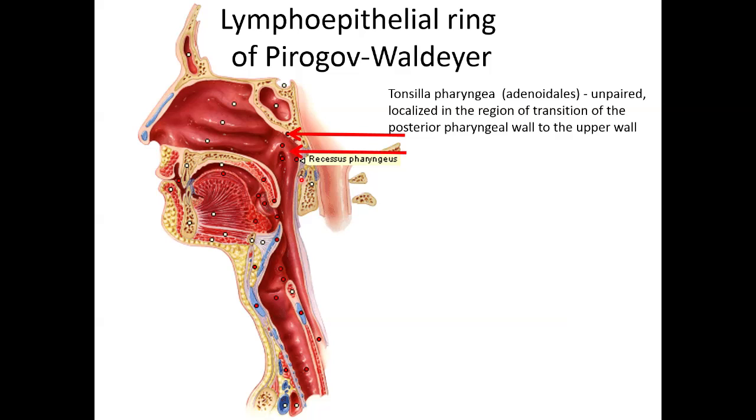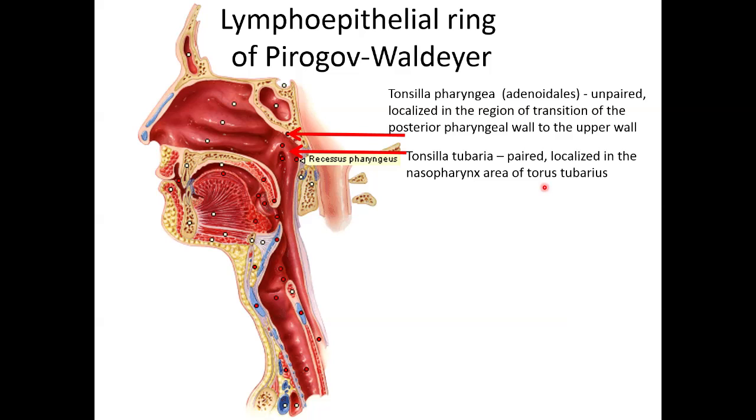Then, tonsilla tubaria, which is paired. This is an elevation of the mucosa, named torus tubarius. Torus tubarius. About what tube do we mean in this situation?